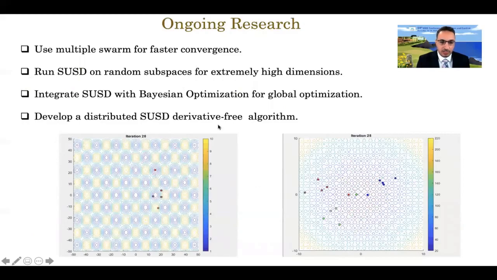As ongoing research, we are currently extending our work by using multiple swarms for faster convergence. We are also running SUSD on random subspaces for extremely high dimensions. We are also integrating SUSD with Bayesian optimization to make it a global optimization solver. And finally, we developed a distributed SUSD derivative-free algorithm.